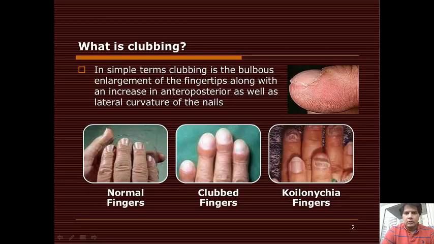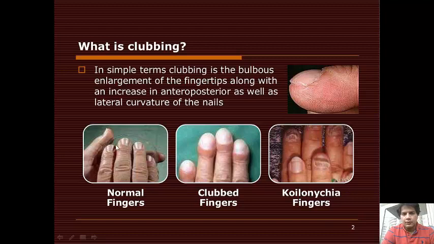Today we will be talking about approach to clubbing. So what is clubbing? In simple terms, clubbing is the bulbous enlargement of fingertips along with an increasing anterior-posterior as well as lateral curvature of the nails.